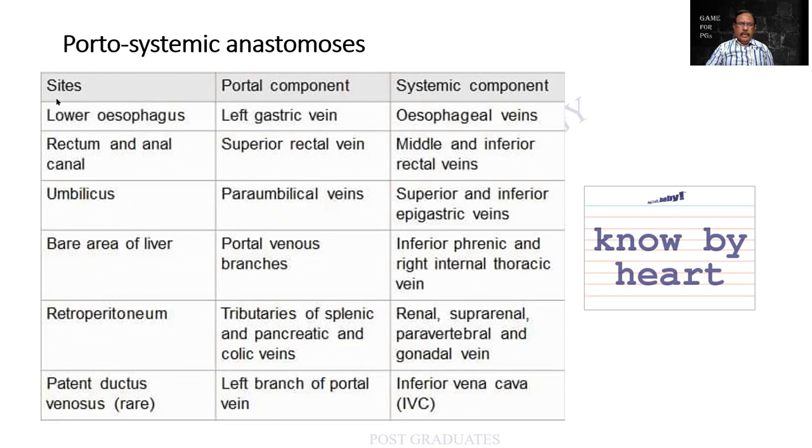What are the sites of portosystemic anastomosis? This you shall know by heart and rattle off. There is an anastomosis at the lower esophagus, rectum and anal canal, umbilicus, bare area of the liver, retroperitoneum, and patent ductus venosus. It is not arteriosus, which is very rare. And these are the portal components and the systemic components. Please do learn by heart. It is not very difficult, but it is worth its weight in gold.